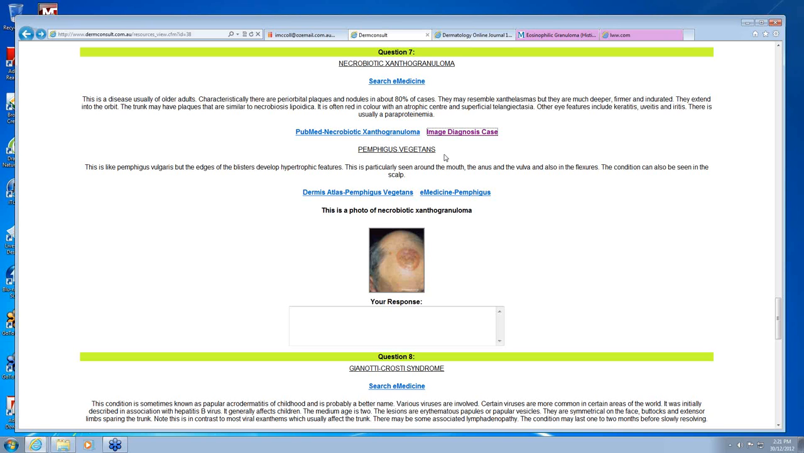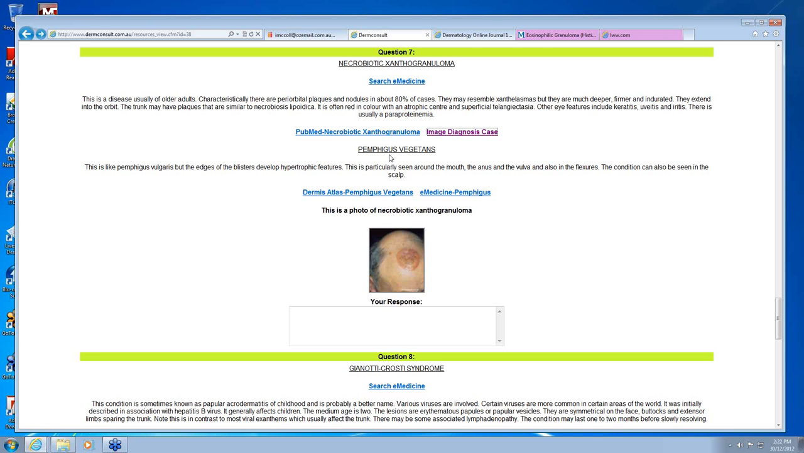Pemphigus vegetans. If we put that up, this is like pemphigus vulgaris, but the edges of the blisters develop hypertrophic features. Remember, pemphigus is an immune disease where you develop antibodies that attack the desmoglein proteins, either desmoglein 1 high up in the epidermis near the stratum granulosum, which is attacked in pemphigus foliaceus, or else desmoglein 3, which is a bit deeper in the stratum spinosum, which is attacked in pemphigus vulgaris. Remember, the desmoglein proteins represent the desmosomes that hold the keratinocytes together.